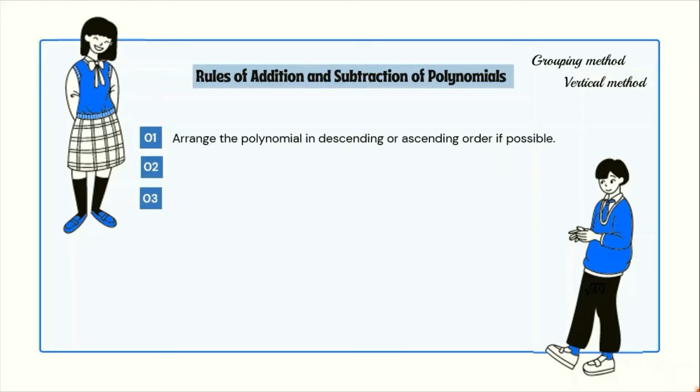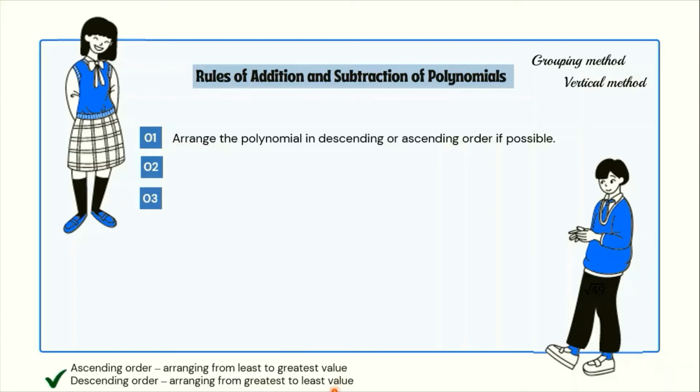First, arrange the polynomial in descending or ascending order if possible. Ascending order means you have to arrange the terms from the least to the greatest value. Descending order means that you'll be arranging from greatest to least value. By value, it is referring to the degree. Between the two, ascending and descending order, mas okay na gamitin ang descending order kapag tayo ay mag-add or subtract. However, pwede rin naman ang ascending order, depende sa inyo.